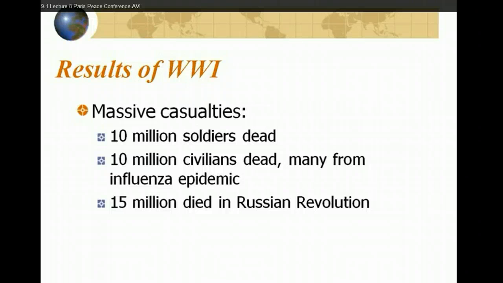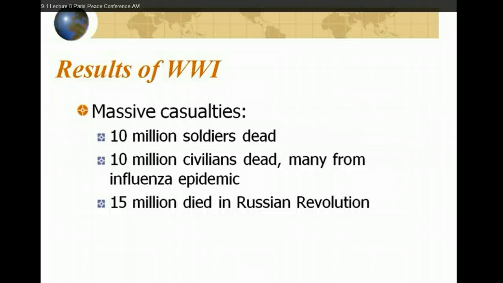So, let's talk first. Of course, we already know, no spoiler, there's going to be a massive amount of casualties from World War I. We're going to see 10 million soldiers dead. Also 10 million civilians dead, because remember, this is total war. So it involved all peoples of all the nations involved. However, many of those are going to be from the influenza epidemic. In 1918, we're going to see a worldwide flu epidemic that's going to take a lot of lives as well. So that just compounds the casualties from World War I.